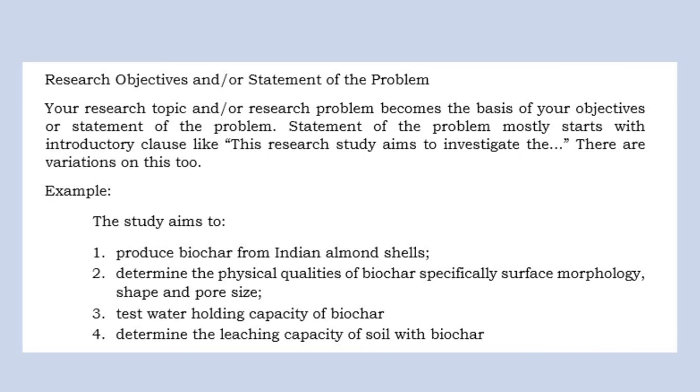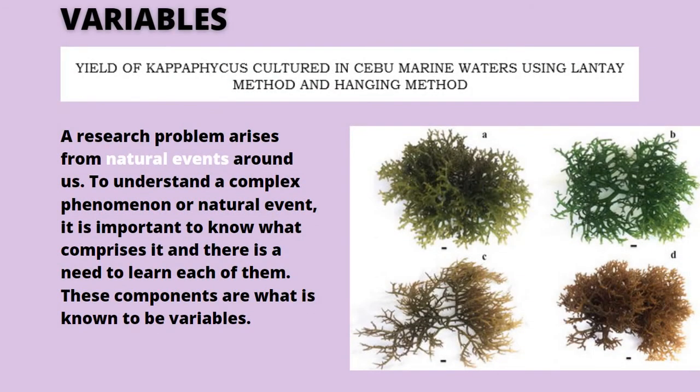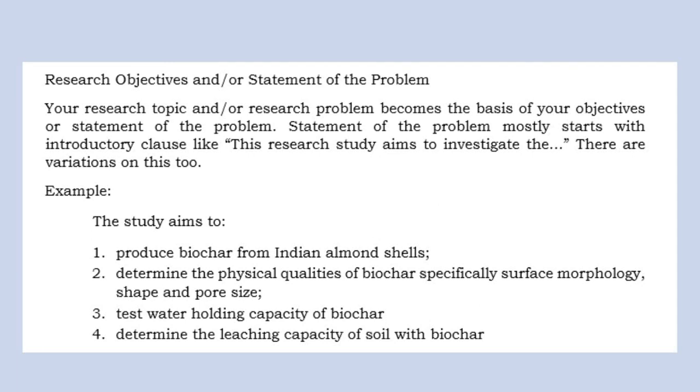And then number 4, determine the leaching capacity of soil with biochar. So, whether it is effective. Okay. So it is specific, like a guide on what you are going to do within your paper and within the actual data gathering. He made it, observed it, tested the capacity of the product, and number 4, he tested whether it is effective when put in the soil. Okay. You have a clear sense of what you are going to do. So from a good question comes a good objective.